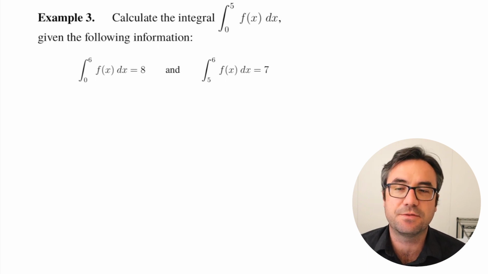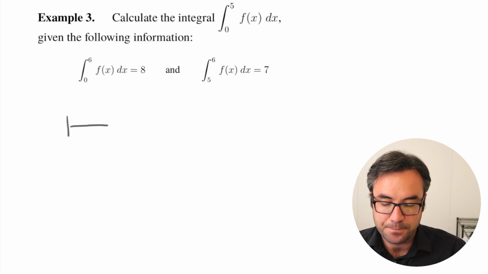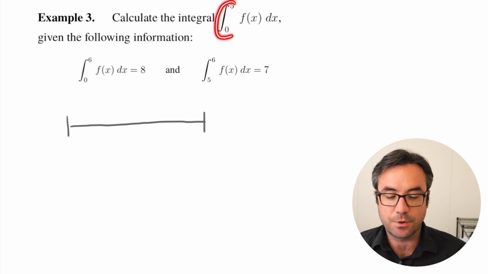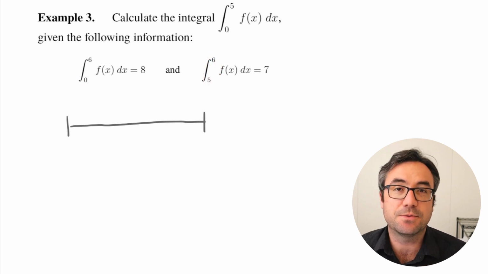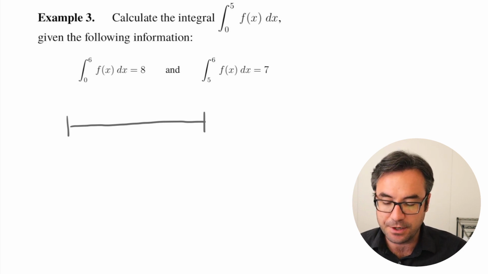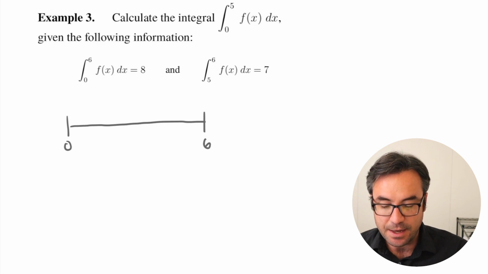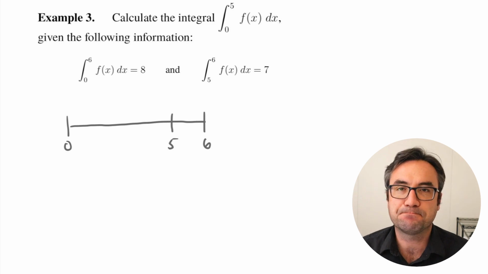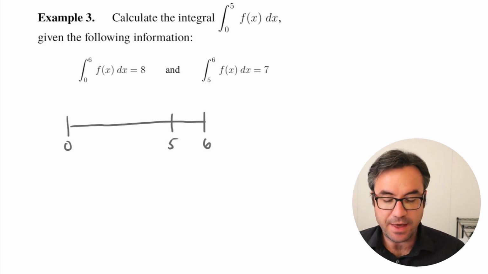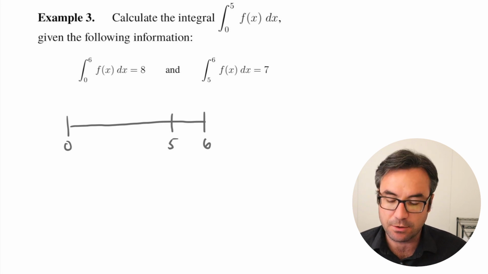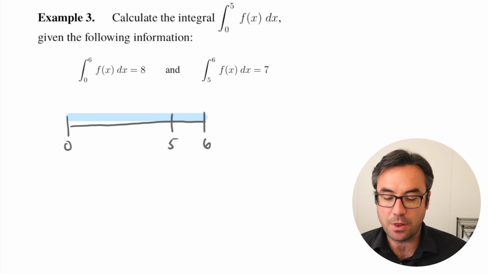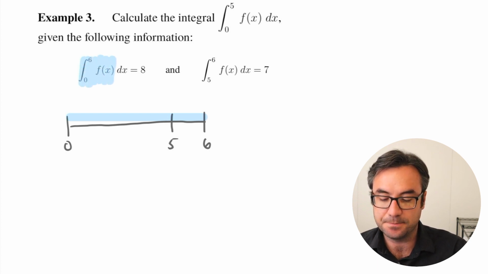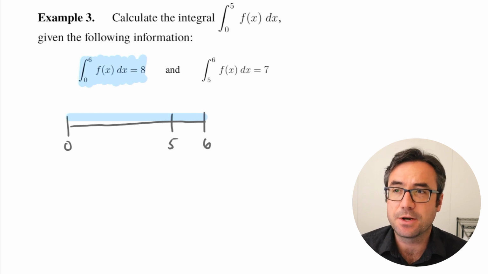Let's graph out the section of the x-axis. And so what we see is that we're interested in the interval from 0 to 5. We're also interested in the interval from 0 to 6. And the last one here is from 5 to 6. So the largest interval here is going from 0 all the way to 6, and then we have 5 somewhere in the middle there. Okay. So let's think about what we know. If we integrate all the way from 0 to 6, our integral is 8.